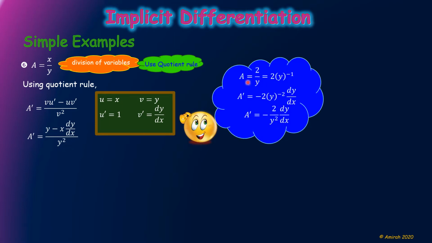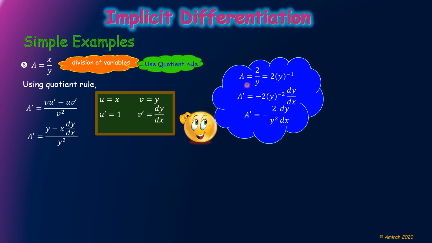How about if we have A equals 2 over Y? 2 is a constant and Y is a variable, right? So we don't need to use the quotient rule. We can move Y from the denominator to the numerator using properties of indices. So we have 2y to the power of negative 1. If we put a bracket here, we can compare with the generalized power rule.